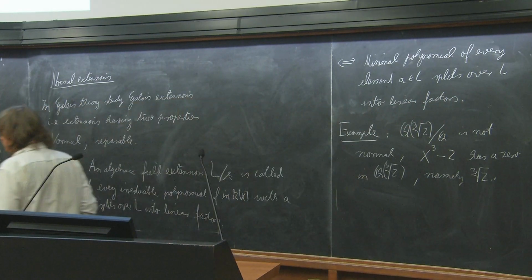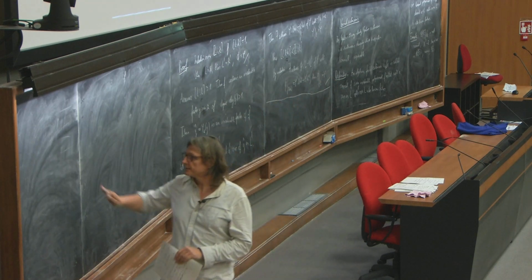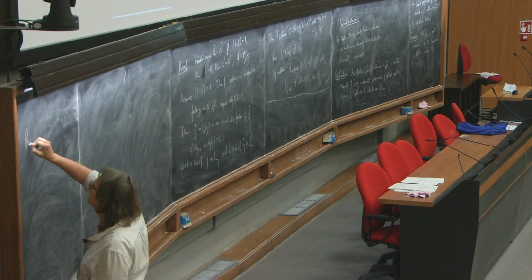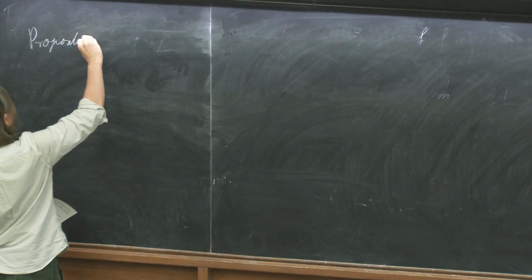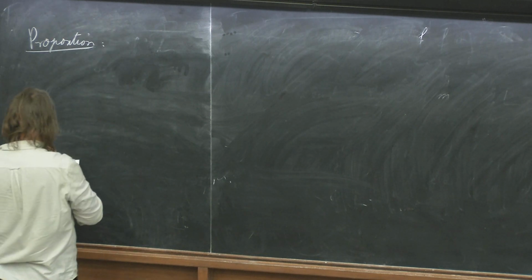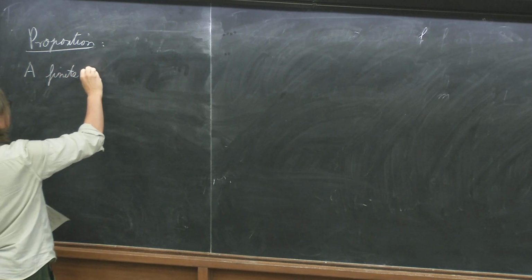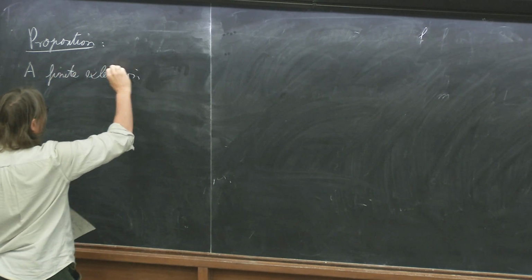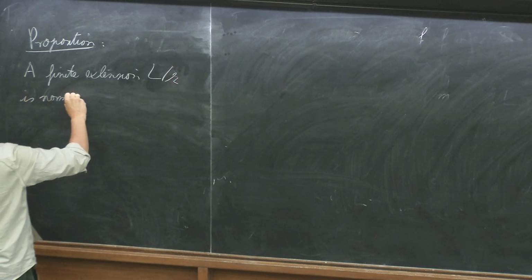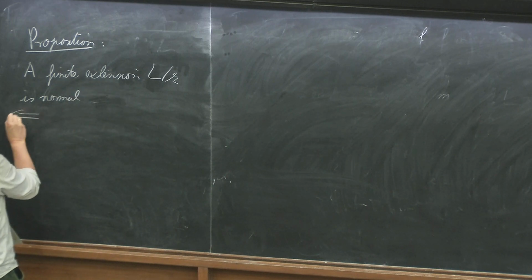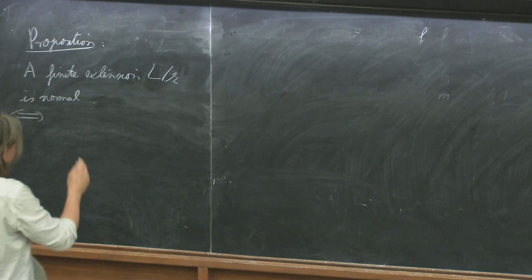Okay. So now let's do this proposition. In particular, we see that normal extensions indeed exist. So a finite extension L over K is normal if and only if L is the splitting field of a polynomial with coefficients in K.